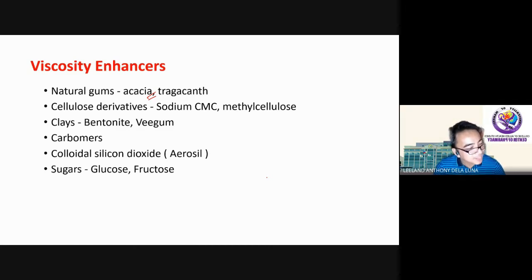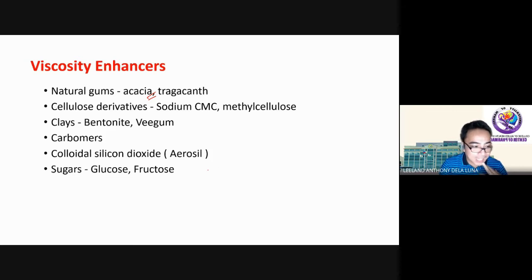But why is that? Why don't our syrups like vitamin syrups or paracetamol syrup develop bacterial growth? Do you have any idea, class, why? Okay, it's fine. Let me explain. Allow me to explain, class.